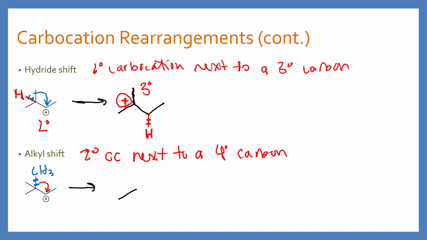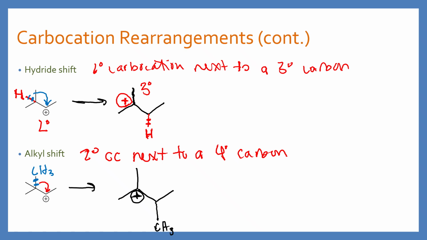So I will no longer have a secondary carbon there at all. It's going to become tertiary. So this is the methyl group that I just moved there. And this carbon has become positive because I took electrons from it and gave them to the neighboring carbon.